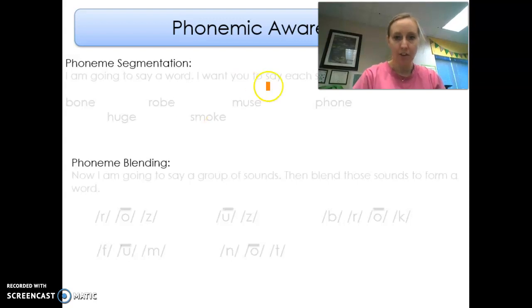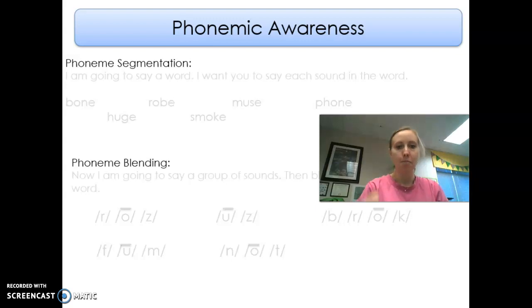I'm going to say some words. I want you to say each sound in the word. Bone, b-o-n, 3 sounds. Robe, r-o-b, 3 sounds. Muse, m-u-z, 3 sounds. Phone, f-o-n, 3 sounds. Huge, h-u-j, 3 sounds. Smoke, s-m-o-k, 4 sounds.